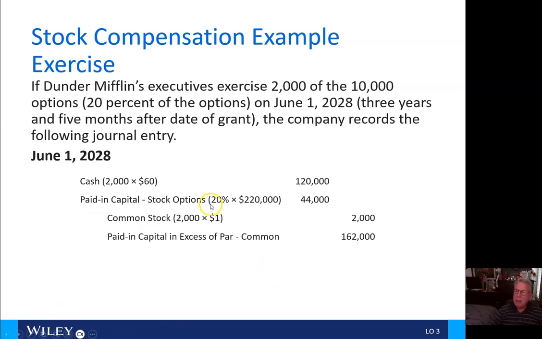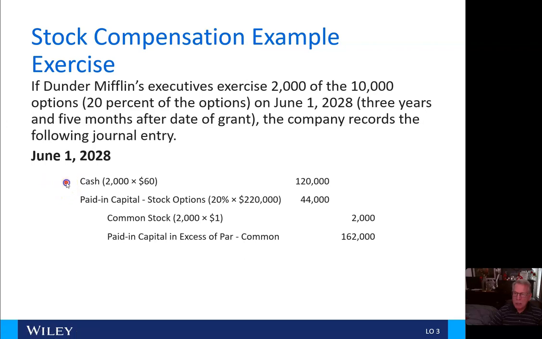Now, if Dunder Mifflin's executives exercise 2,000 of the 10,000 options, you'll remember that's 5 employees getting 2,000 share options each, so that would be 10,000 shares. So it's 20% of the options that are going to be exercised on June 1, 2028, 3 years and 5 months after the date of grant. The company records the following journal entry.